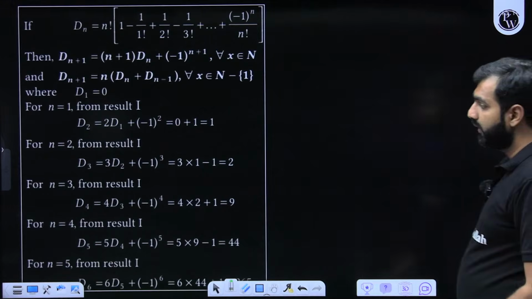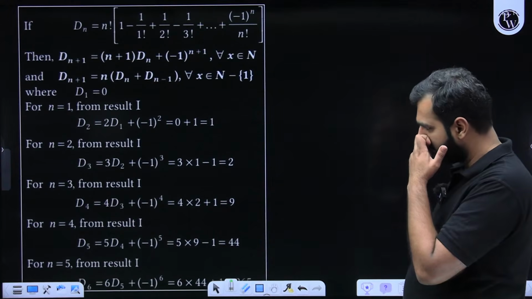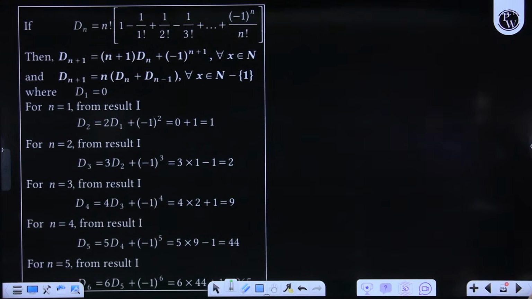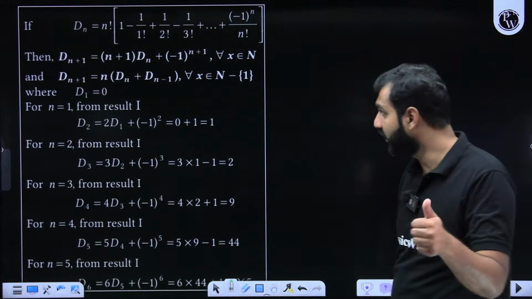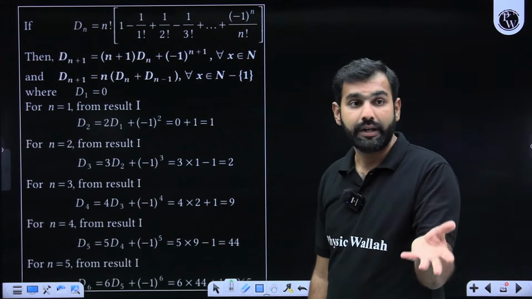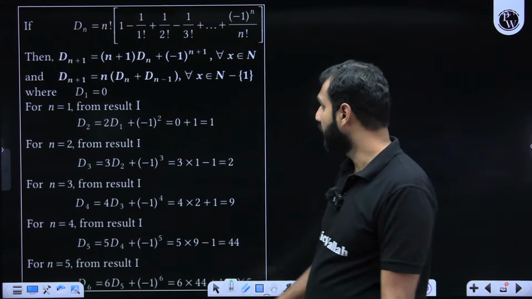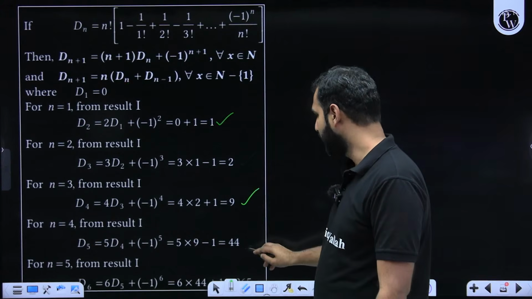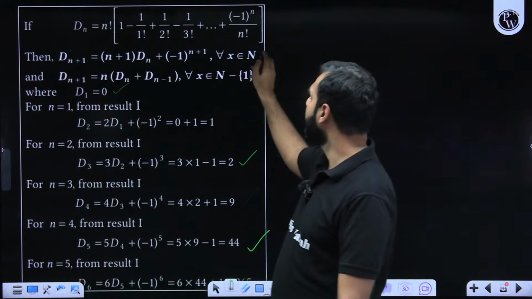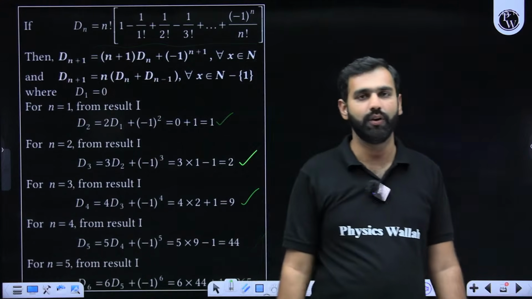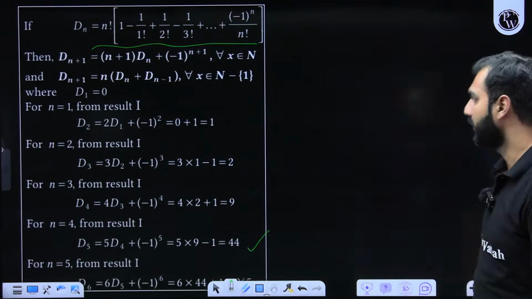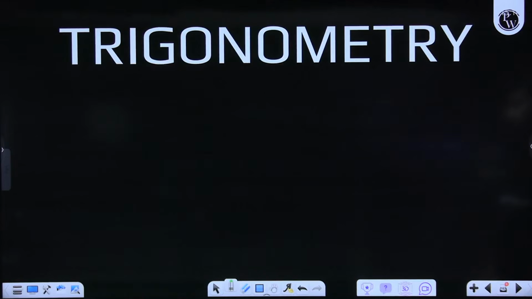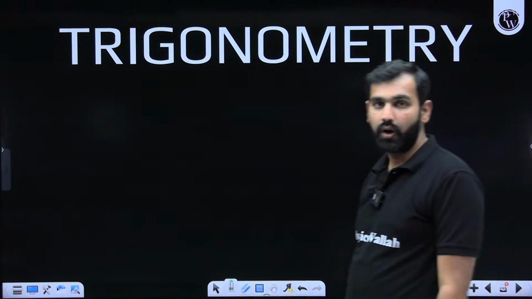The next part, derangement. I don't know why it has come here, but I think this is how derangement will play. When I asked you the value of D1, D2, D3 while discussing derangement in permutation and combination, D1 is 0, D2 is 1, D4 is 9, D5 is 44. You simply get the values by putting n as 1, 2, 3, 4, 5 respectively. Remember that. Now we move towards the next part, which is called trigonometry.